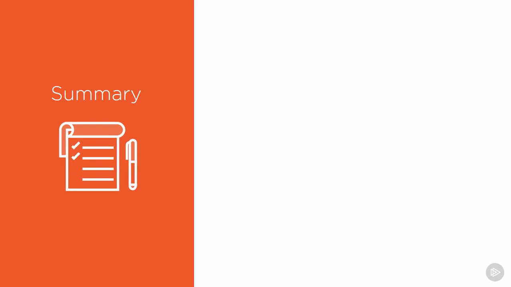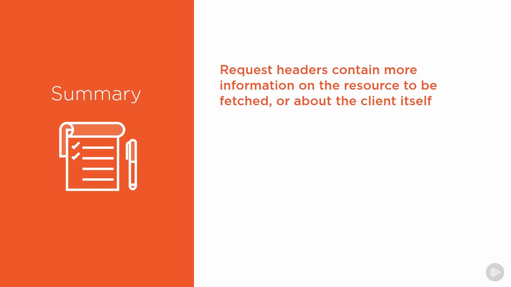In this module, we learned about basic interaction with an API. But arguably more important than the code are the best practices we learned. Request headers contain more information on the resource to be fetched or about the client itself. It's the responsibility of the client, be it a browser or our HTTP client instance, to provide these. So we should do that. Always provide an accept header to avoid unforeseen errors.